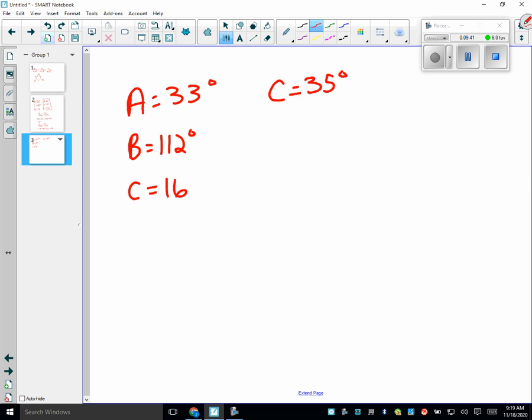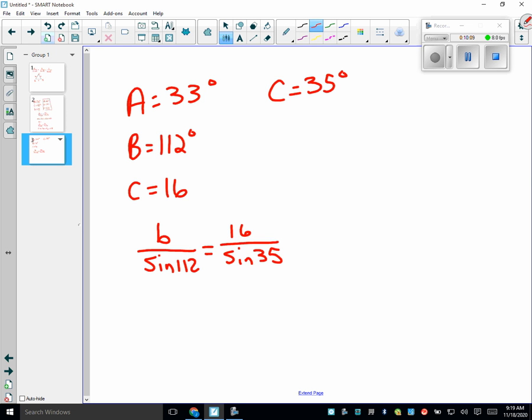Now, what would you like to find first? Side A. Let's go B. I want to find B first. You want to find B first? Yeah. Okay. How do I do it? B over sine B equals 16 over sine 35. Yep.